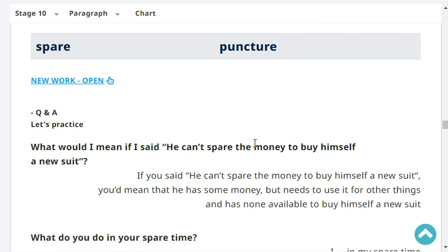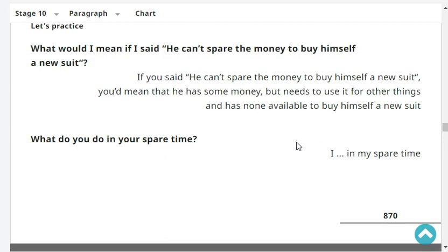If you said he can't spare the money to buy himself a new suit, you'd mean that he has no money, but needs to use it for some other things, and had none available to buy himself a new suit.